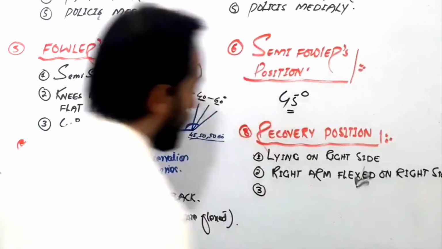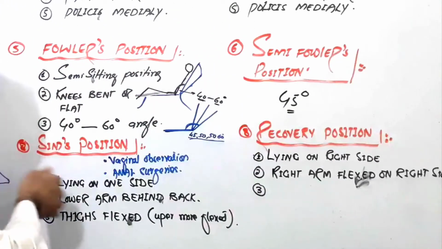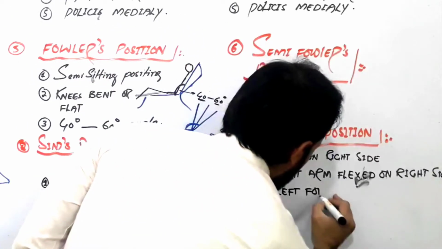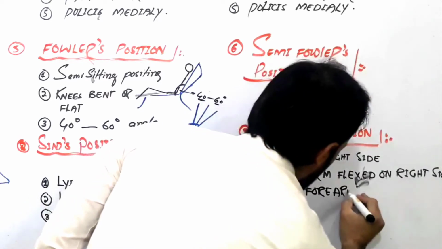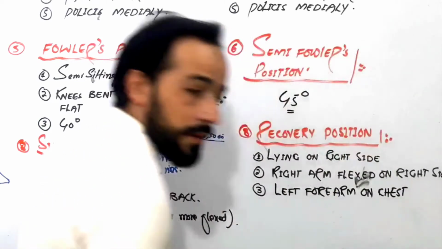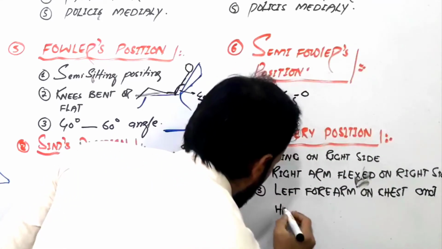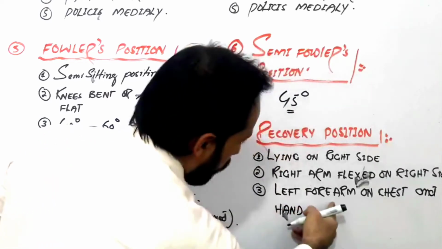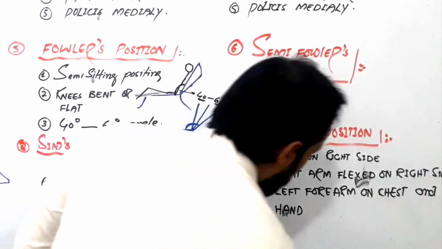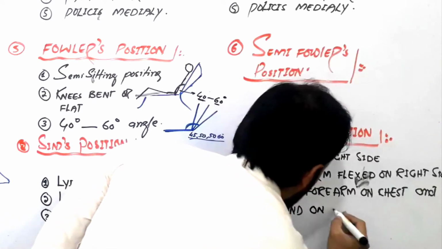The third point about the recovery position is that his left forearm should be on his chest, and the left hand should be on his face, on the right side of the face.